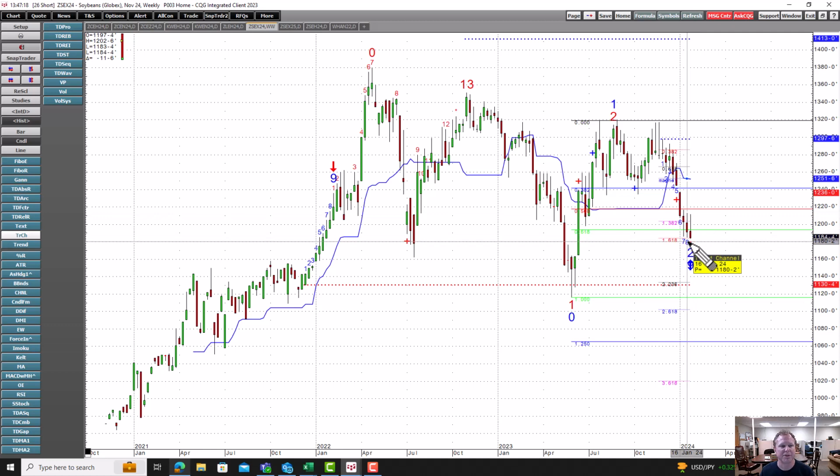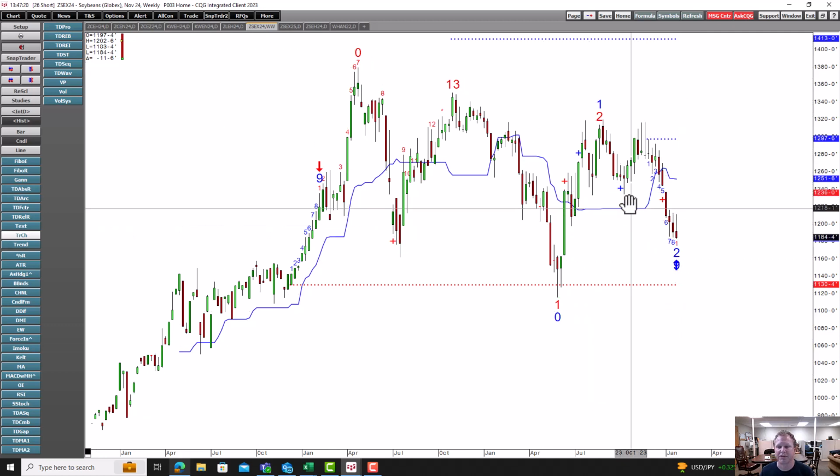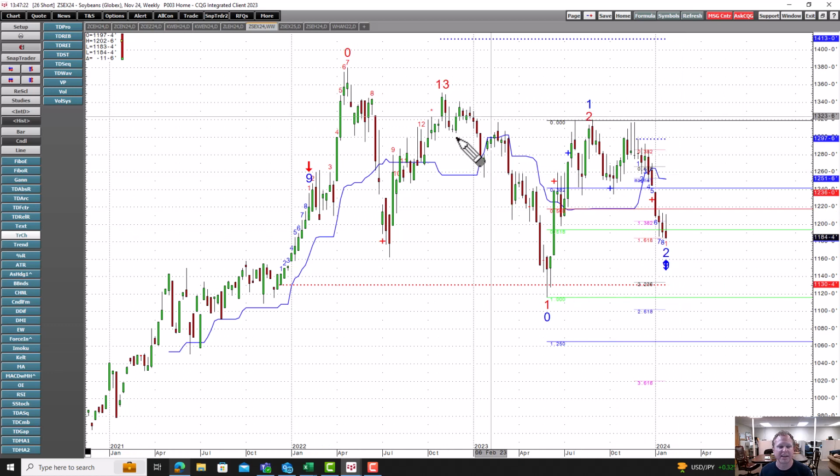What I've got in front of you is the weekly chart of November 24 soybeans. This is not a continuation chart. This is just the weekly chart of Nov 24 because I want to put it in context. You can see where we are. Here's the big down move that we've had from July. Here we are trading at the lowest close for the entire move on a weekly basis.